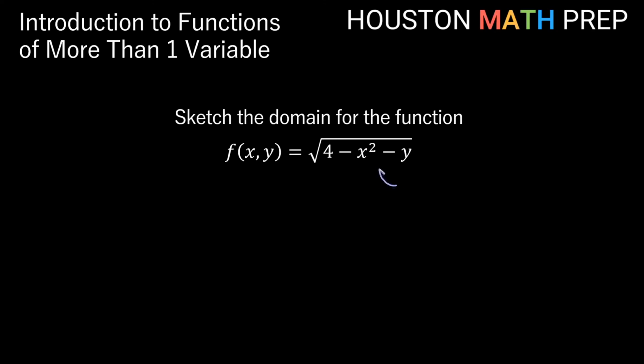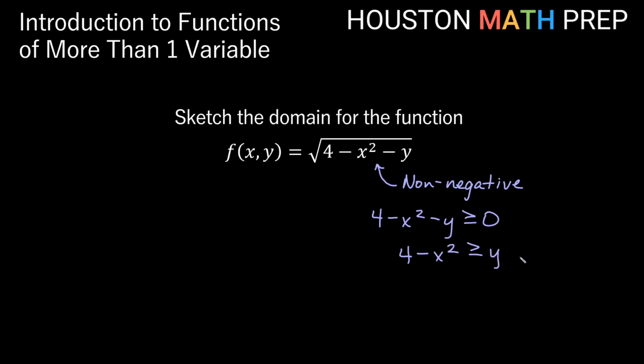So really what we just need with this is we need this entire thing underneath the square root to be non-negative, okay? In other words, we need all of this under here, this 4 minus x squared minus y, to be greater than or equal to 0. It can be 0 or it can be greater than 0, meaning it's positive. Now, if we want to sketch this, we might do some rearranging, right? So think about maybe if we put the y on the other side, that would give us 4 minus x squared is greater than or equal to y.